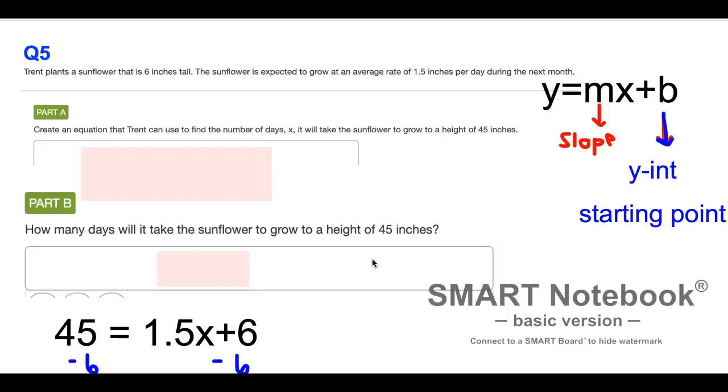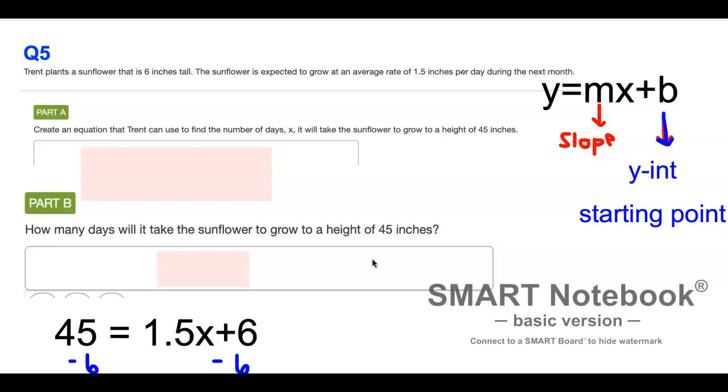So here we're writing a linear equation to represent the height of Trent's sunflower. Remember, a linear equation in slope-intercept form is y = mx + b. In that equation, the m, the number in front of the x, represents the slope, and the b value, the number that's by itself, either added or subtracted at the end, is our y-intercept or our starting point.